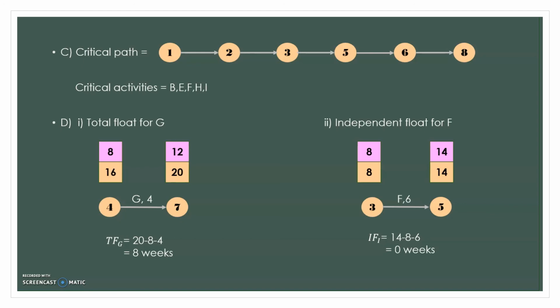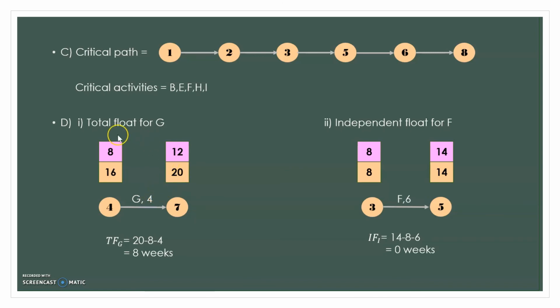Now we go to question D, where we need to find the total float for G and the independent float for F. Okay, how can we calculate this total float for G? As you can see here, event 4 and event 7. Here the duration for this activity G is 4.